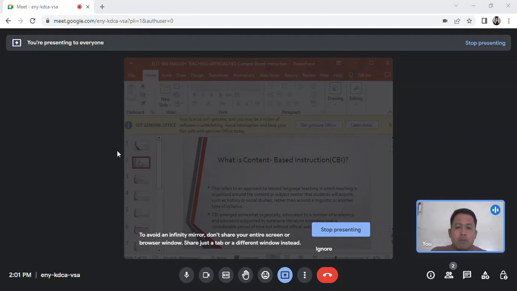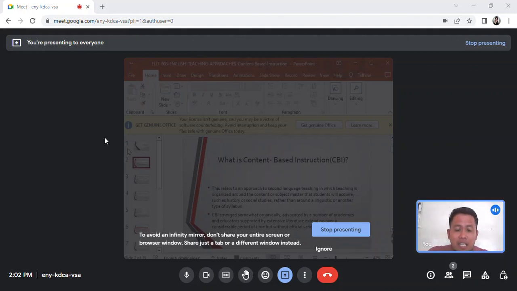This also emerged somewhat organically, advocated by a number of academics and educators, supported by extensive literature extending over a considerable period of time, but without official sanction. Meaning, content-based instruction is an approach to language teaching that focuses not on the language itself, but rather on what is being taught through the language.